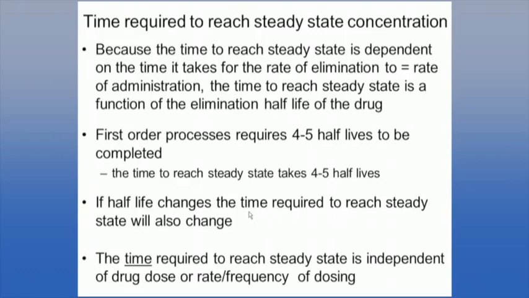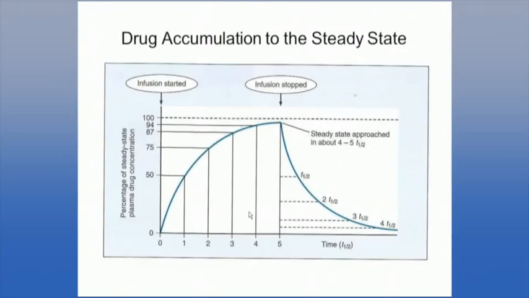The time required to reach steady state is independent of drug dose or rate or frequency of dosing. Well, that makes sense as well because it's all about this equilibration of the two processes. So this slide, I'd like you to pay some attention to because it attempts to incorporate elimination on the right-hand part of the slide, and reaching steady-state concentration here. So let me orient you to the information on this slide. On the y-axis, we have percentage of steady-state plasma drug concentration, and on the x-axis is time. And the units of time, 1, 2, 3, 4, 5, are 1 half-life, 2 half-lives, 3 half-lives, 4 half-lives, and 5 half-lives.